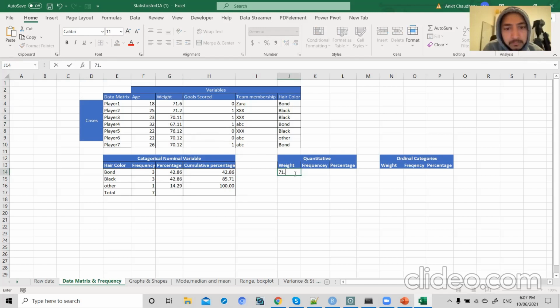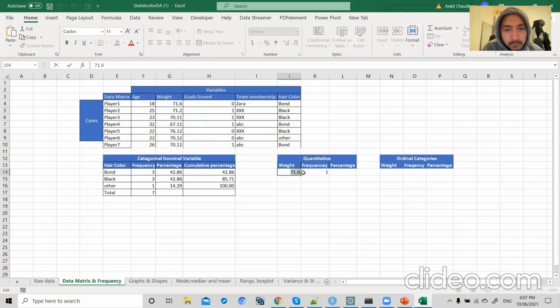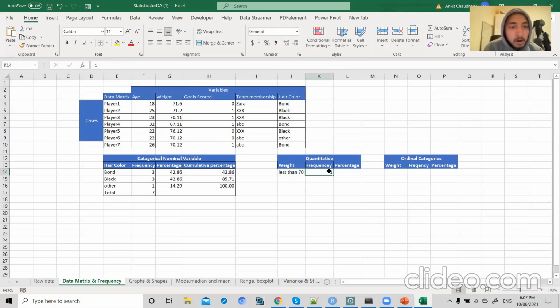So every player has a different weight, so the frequency will always be 1, right? Writing the frequency will not make much sense here because it's already given in the data set. So what we can do is say less than 60 kg, okay, less than 70 belongs to how many frequency we have? Less than 70, it's 1, right?